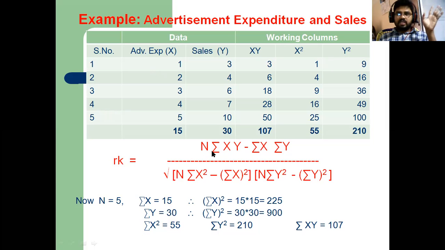Then sum is nothing but the total. Sum of x into y. Here, whatever is x and whatever is y, it doesn't matter if you take advertisement expenditure as y and sales as x; no problem, the answer will be the same. Here I have a working column, x into y, which is the x value into the y value.